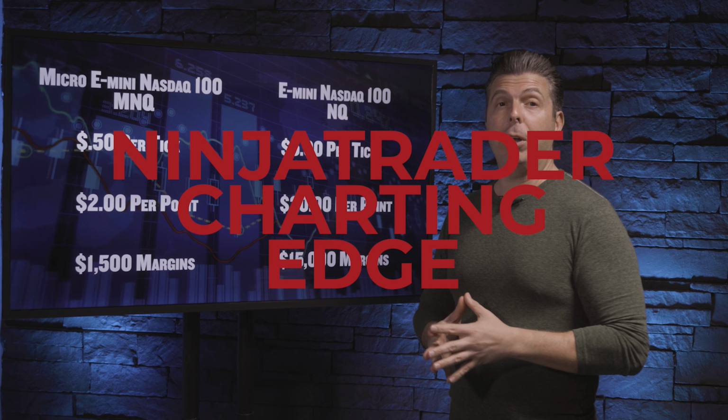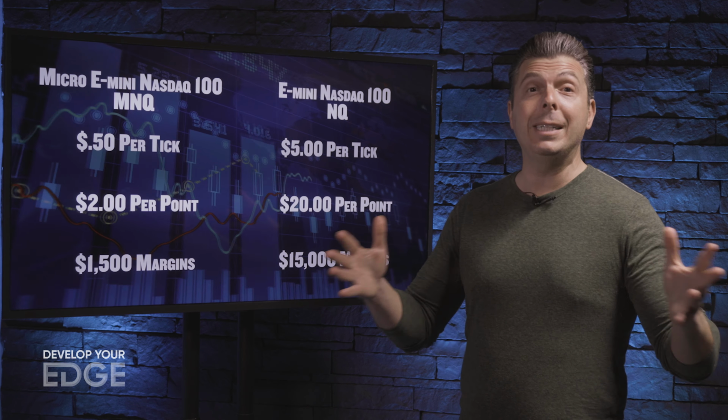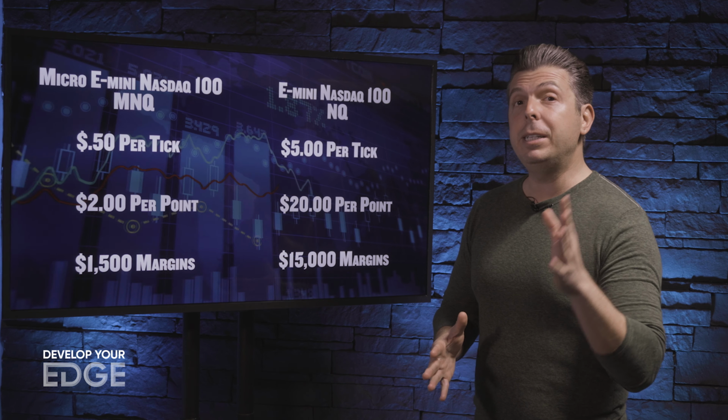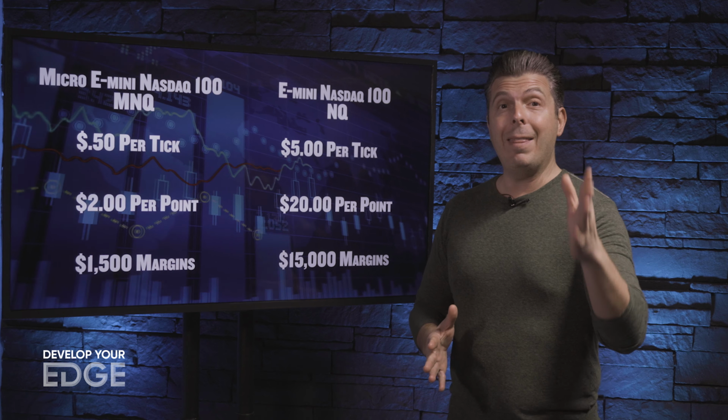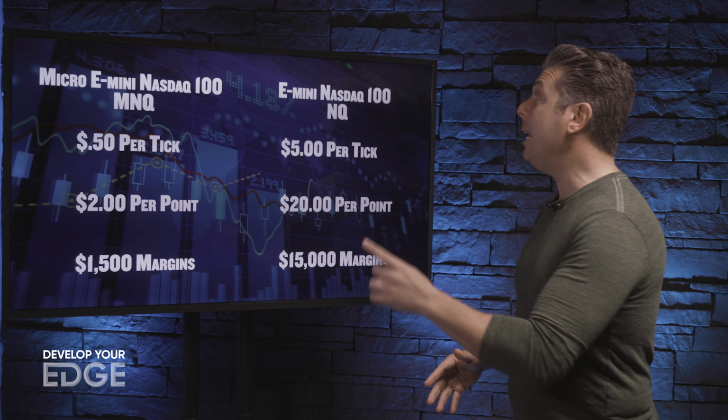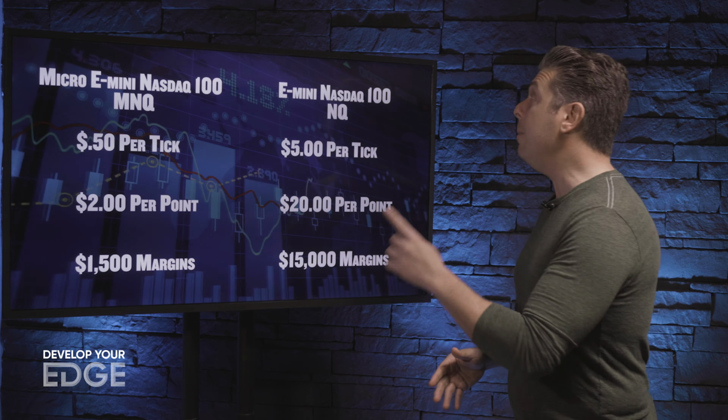Now, before we get to the charts, I want to talk about two products that move in tandem. They're pretty much the same product on the charts, but they are different in their contract size. And that's the Micro E-Mini Nasdaq 100 futures, symbol MNQ, and the E-Mini Nasdaq 100 futures, symbol NQ. Now, the E-Mini Nasdaq 100 futures are $5 per tick, $20 per point, 4 ticks per point, and around $15,000 margins. Check with your broker to confirm what the margins are because they could change.